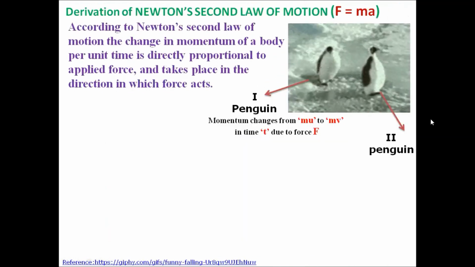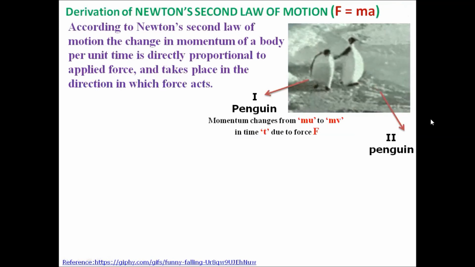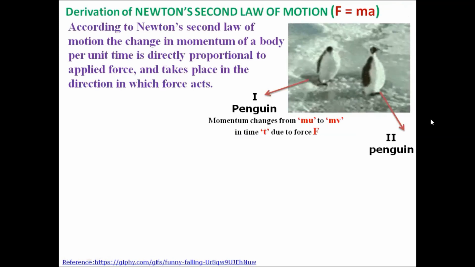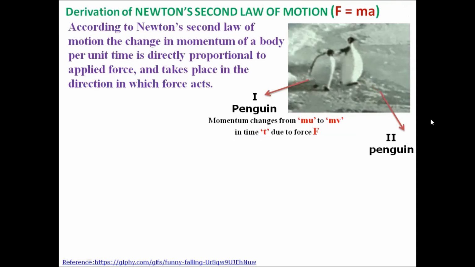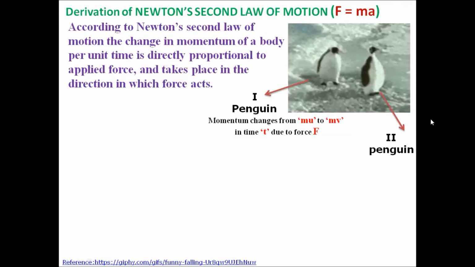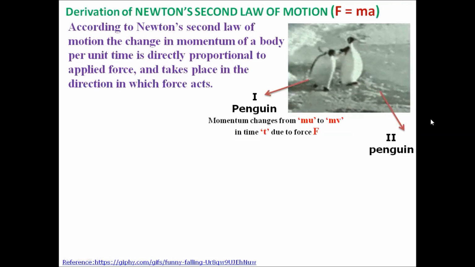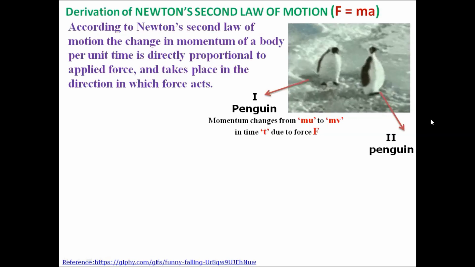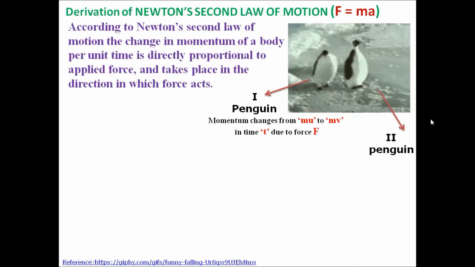Let us derive Newton's second law of motion relation F equals ma with the help of the given animation alongside. Let the first penguin be moving with initial velocity u, so its initial momentum is mu. The second penguin applies force F on the first penguin, due to which the velocity of the first penguin changes to v and its final momentum is mv on application of force F.